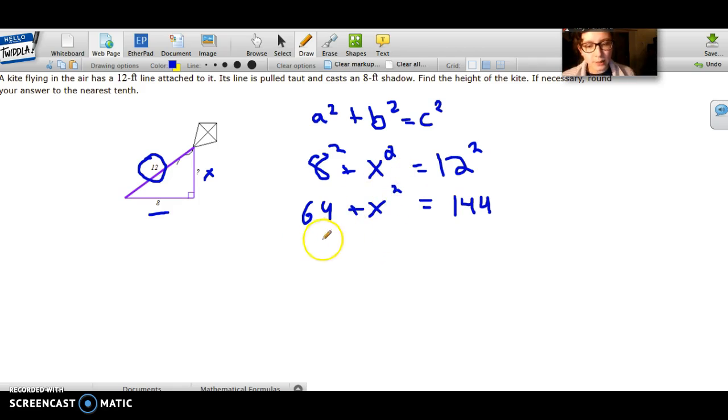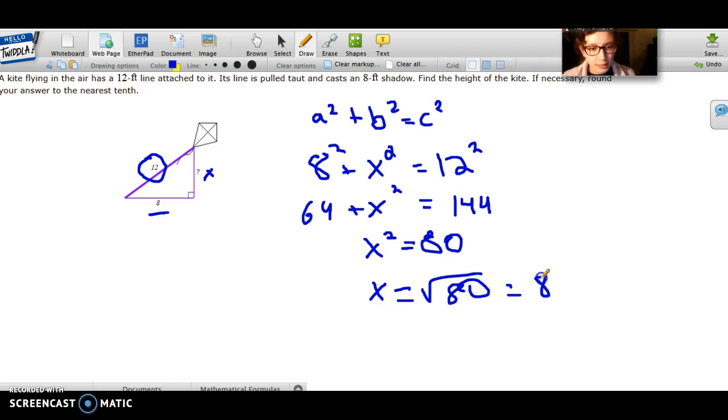So to solve for x squared, we subtract 64 on both sides, and we get x squared is equal to 80. And then we take the square root of both sides, which is also raising it to the 1/2 power, and we get x equals the square root of 80, which is equal to 80 to the 1/2 power.